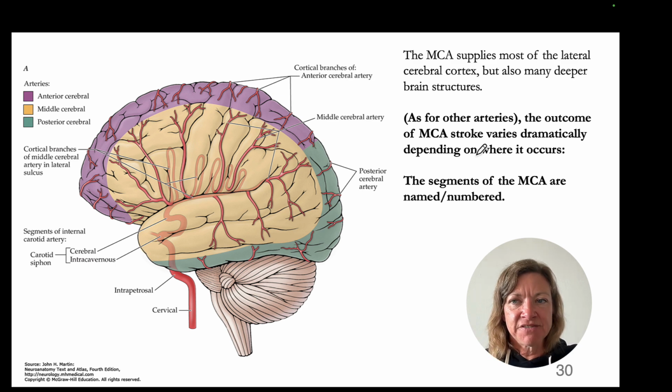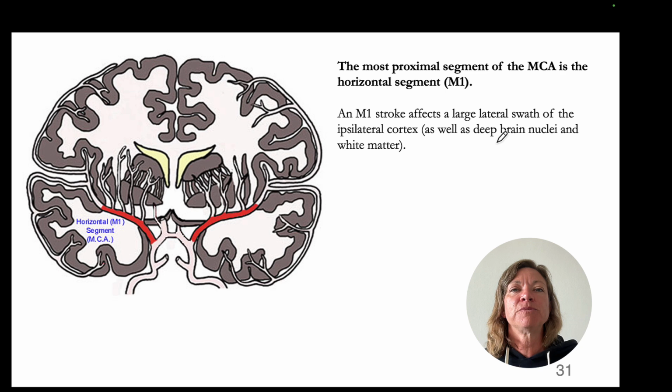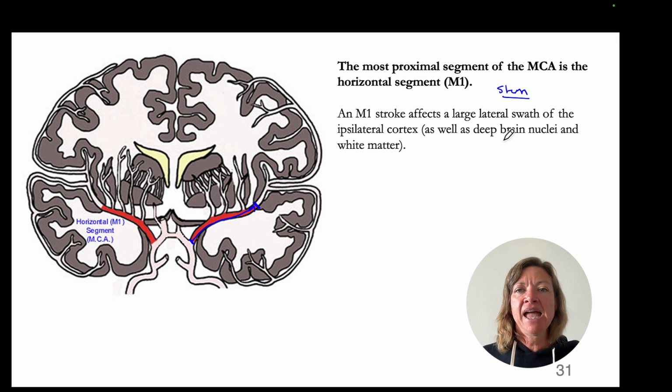So the segments of the MCA, from the point where it arises from the internal carotid to its most distal branches, are numbered. The most proximal segment of the MCA is its horizontal segment, or M1. And here's the point at which it arises from the internal carotid, and here is the M1 segment. So this is also called the stem of the middle cerebral artery. If you can read my writing, that's a stem.